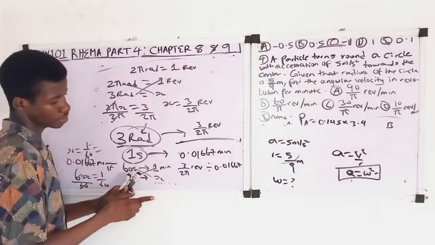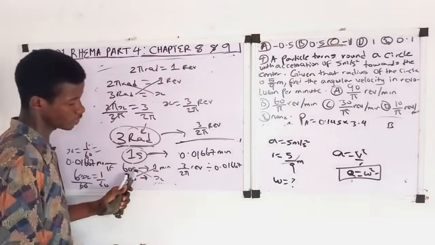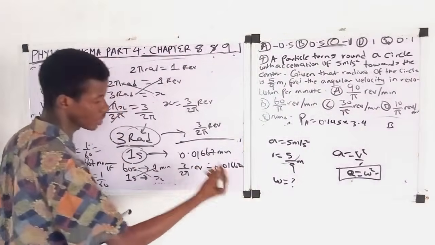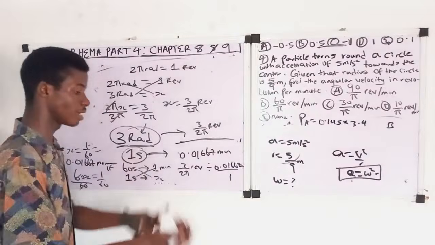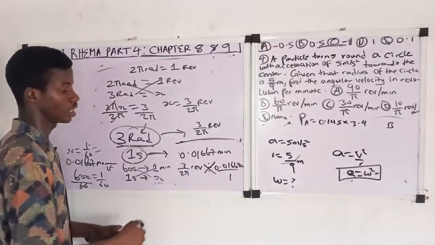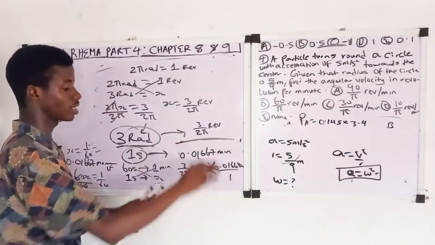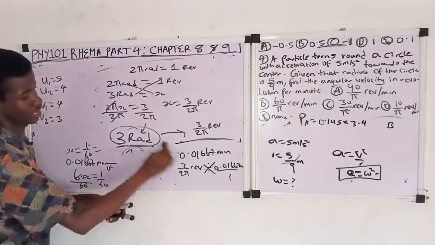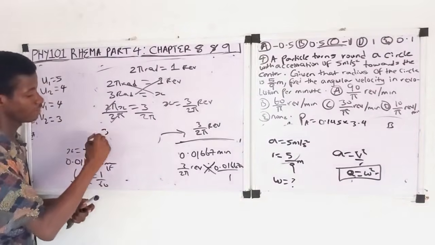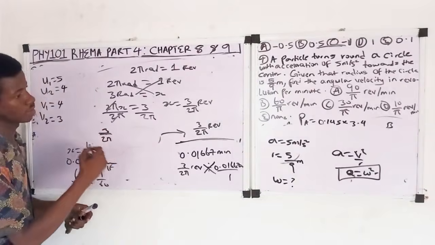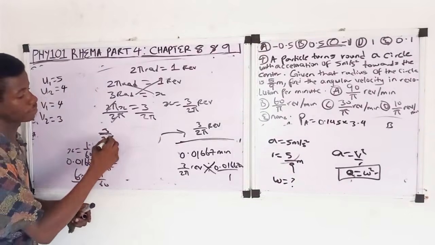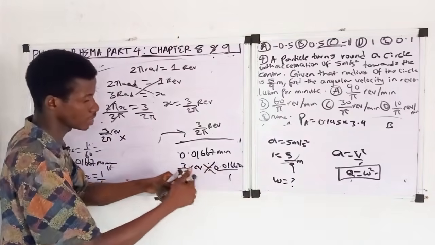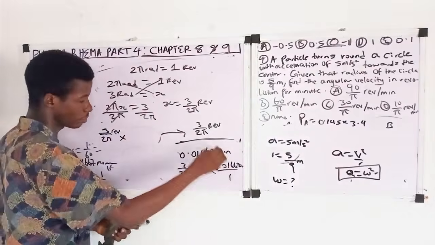Now let's continue and simplify this further. Minutes, don't forget about the minute. So this one is standing as what? According to math, if we turn this to multiplication, this one will come up, the other one will come down. So 3 divided by 2 pi revolution, then times, this one will come down, this one will come up, right?